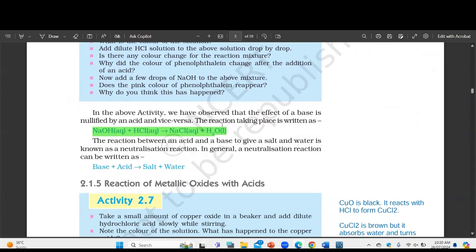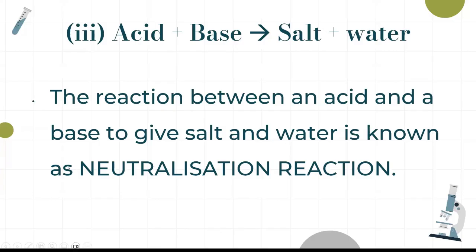So moving on to the reaction, this is the chemical equation as given below. As you can see, the base sodium hydroxide reacting with HCl gives us a salt, NaCl or sodium chloride, which is common salt, and gives out water. So this is known as the neutralization reaction.